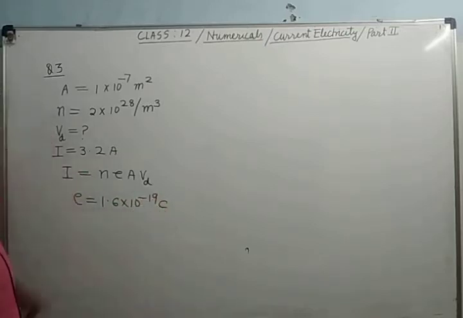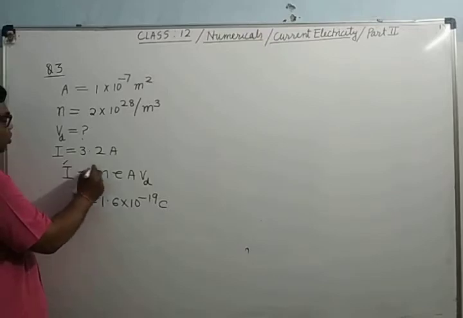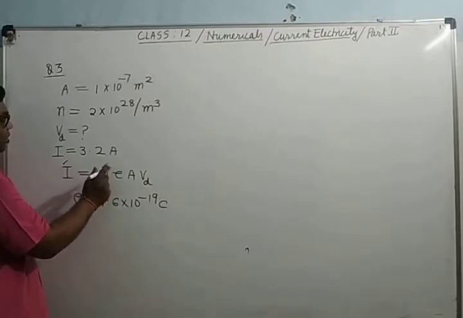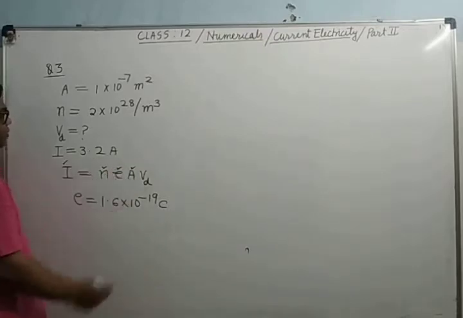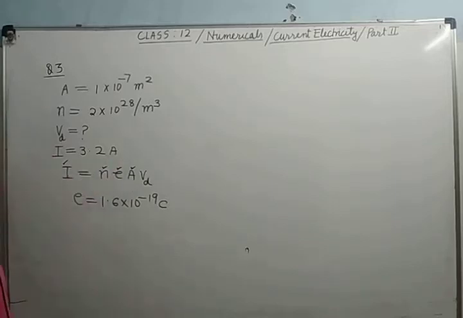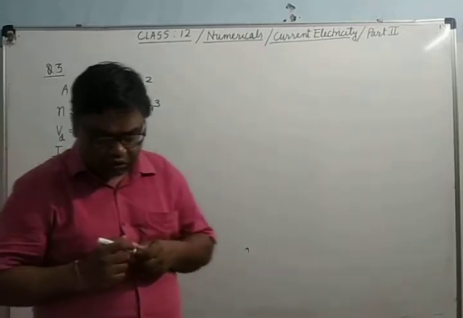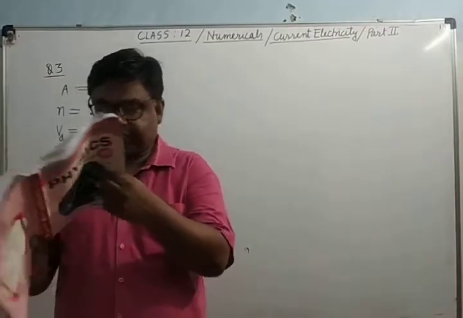So now everything is given. I is given to you, n is given, e is given, A is given. You have to find Vd, so that you can do. It's clear. So in some questions I will give the hint.